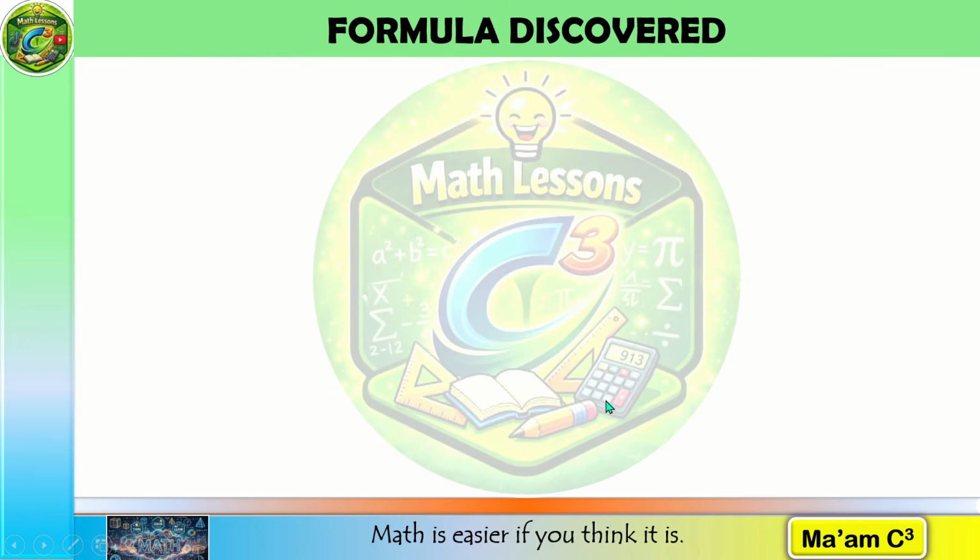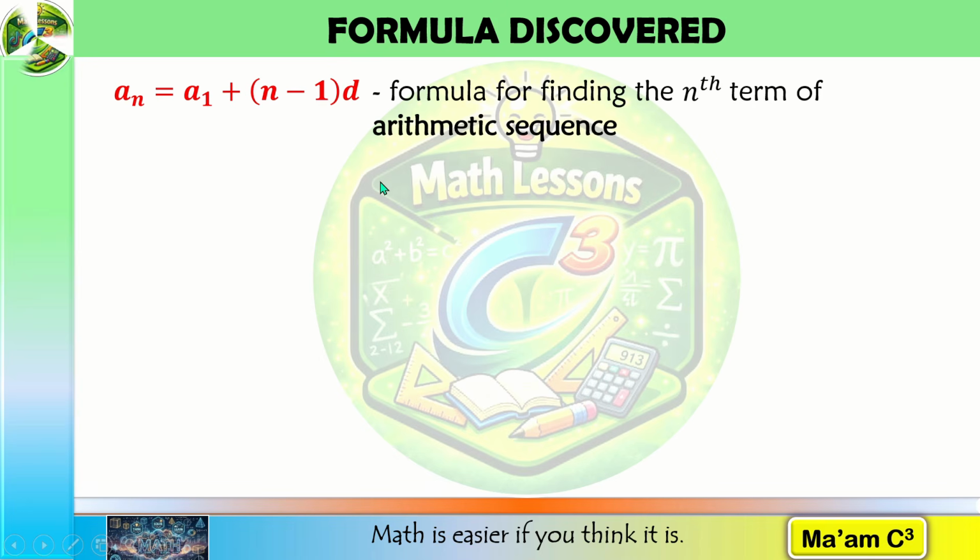And that is a sub n is equal to a sub 1 plus the quantity n minus 1 times d. This is the formula for finding the nth term of an arithmetic sequence. But what is an arithmetic sequence? We'll define it later. First, let us identify the variables used in our formula.